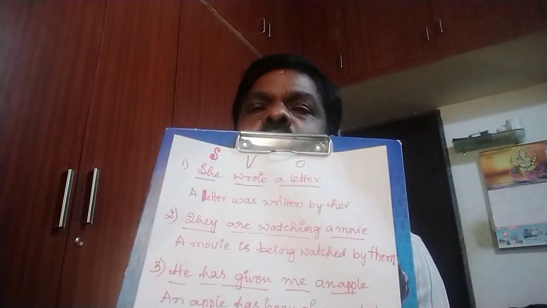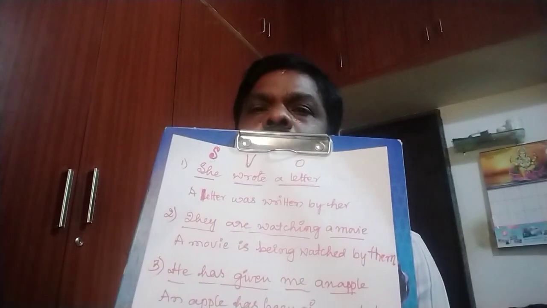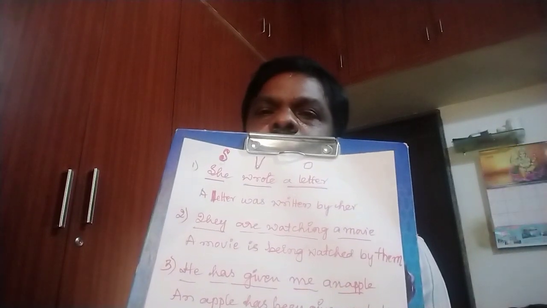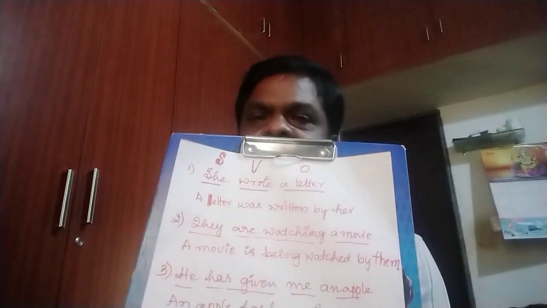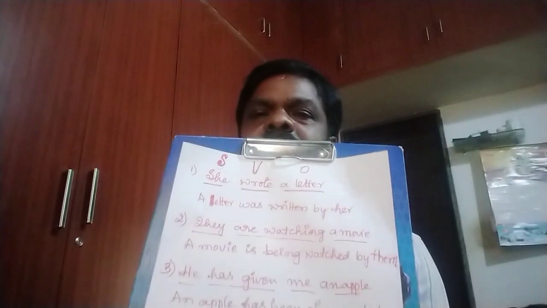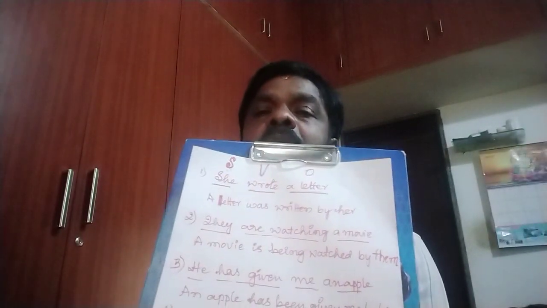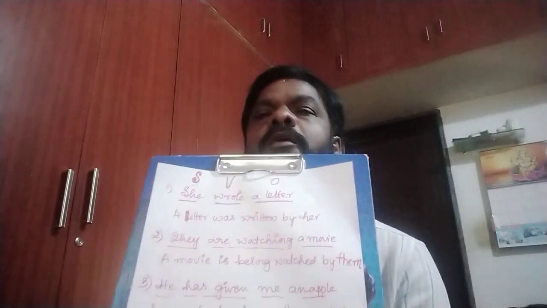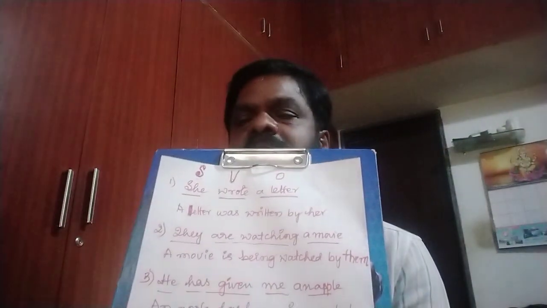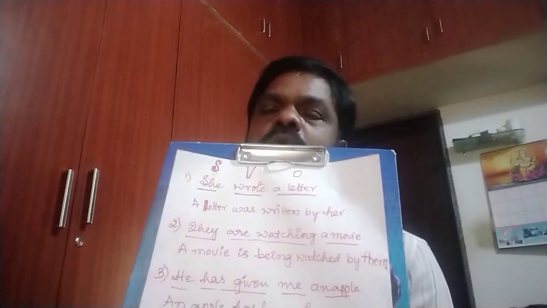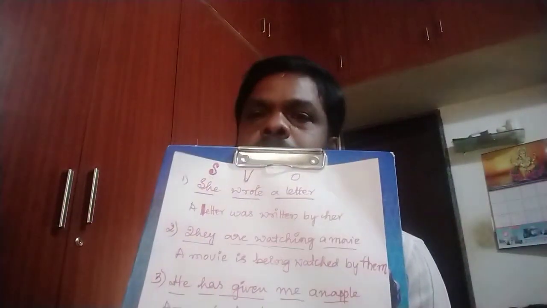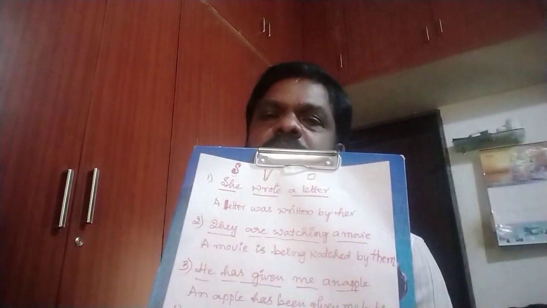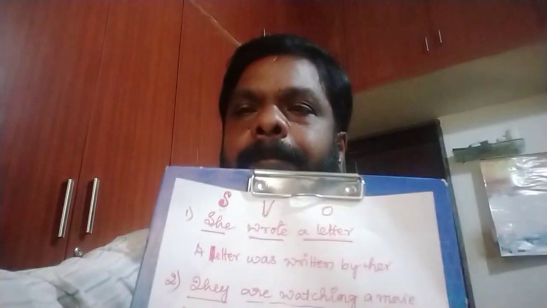How to find out those things? An action will be found in the verb. Before the verb there will be the subject, after the verb there will be object. After the verb there may be one object or more than one object. If there are two objects, one will be the direct object and another one will be the indirect object. Sometimes both may be the same.